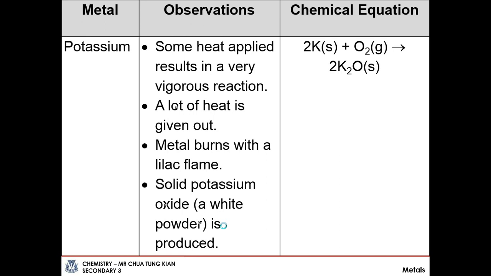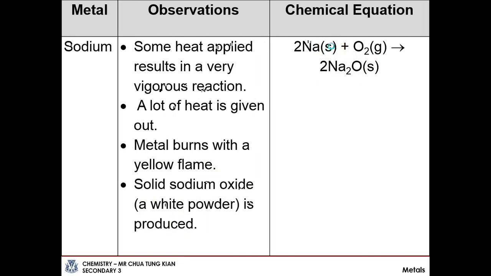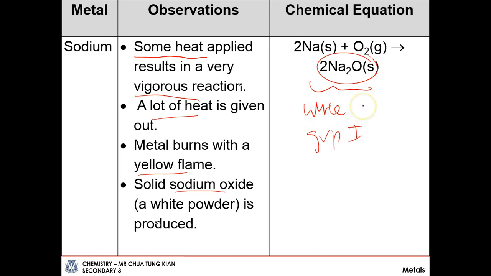So let's go through this one by one. Potassium, what are the key points you need to write? Apply some heat, very vigorous reaction. Once the reaction has started, a lot of heat is given out. The metal burns with a lilac flame and we get a white powder of potassium oxide. For sodium, only some heat needs to be applied. Same thing, you get a vigorous reaction. A lot of heat is released. It burns with a yellow flame and we get white sodium oxide powder. Notice that the oxides of group 1 metals are always white in color. So whatever group 1 metal, it will be white in color.